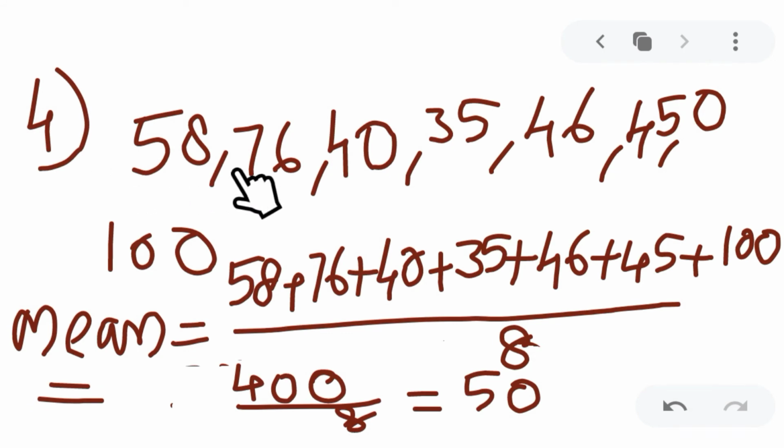Here the observations given are 58, 76, 40, 35, 46, 45, 0 and 100. These are the scores by a cricketer, and we want to find the arithmetic mean. Arithmetic mean is the sum of observations divided by the total number of observations. So 58 plus 76 plus 40 plus 35 plus 46 plus 45 plus 100 by 8. Sum is 400. 400 by 8 is 50.